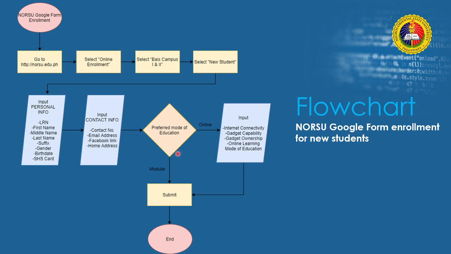So same thing, we also have a split of decision here, right? You'll be asked whether or not your preferred mode of education is modular, and you have a different process. But if you're using online, you have a different process. So, did you get the flowchart so far?